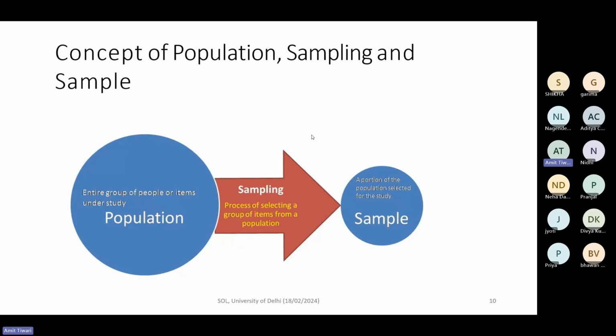There are two major concepts: one is population, another is sample. Population includes the entire group of people or items under study, and a sample is the representative proportion of that particular population. The process of getting a sample from a population is called sampling.